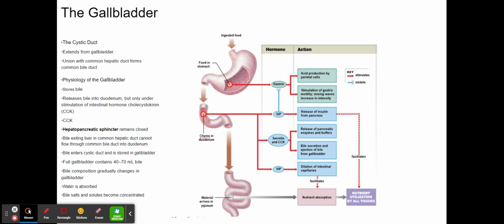Without CCK, the hepatopancreatic sphincter remains closed, so bile exiting the liver in the common hepatic duct cannot flow through the common bile duct and into the duodenum. Instead, it enters the cystic duct and is stored within the expandable gallbladder.